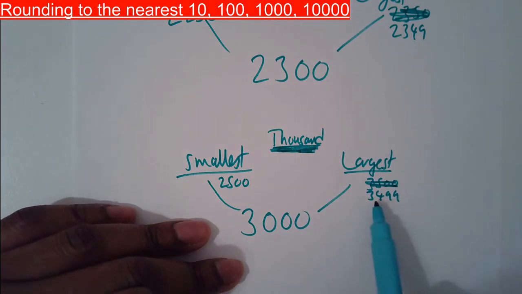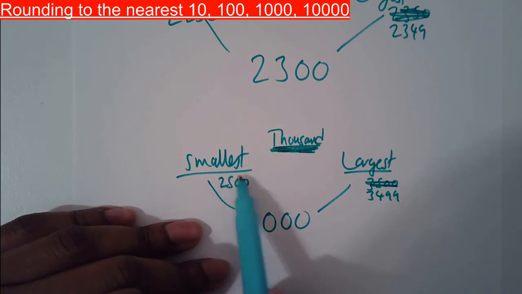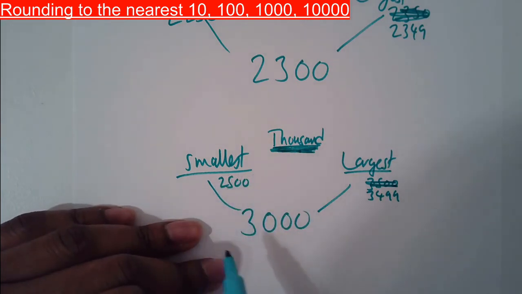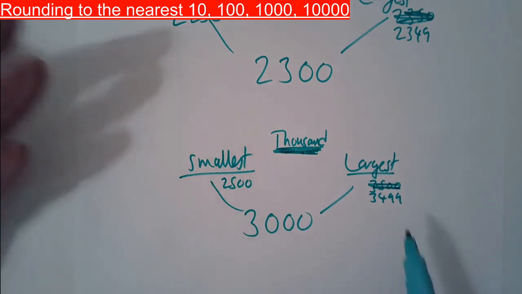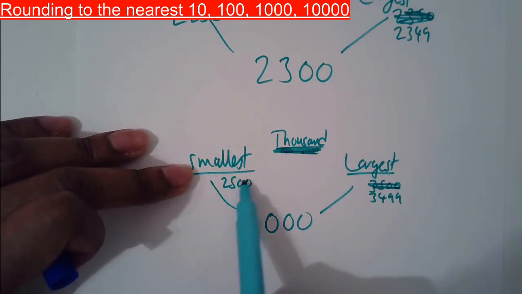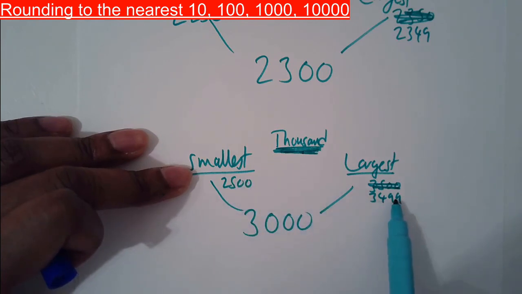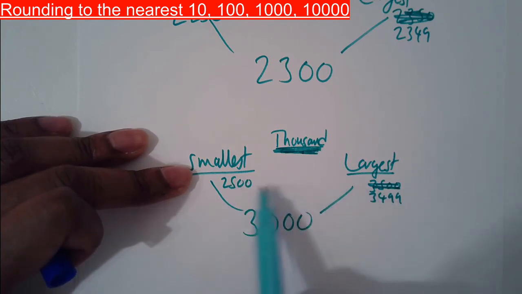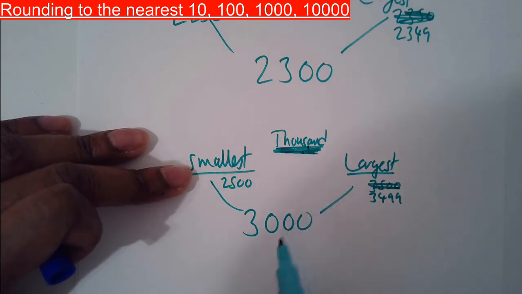So what I'm trying to say is, this is the largest possible number, which when rounded to the nearest 1,000 will give you 3,000. And that's the smallest possible number, which when rounded to the nearest 1,000 will give you 3,000. Okay, you can try it yourself and find out for yourself. And any numbers in between 2,500 and 3,499, when rounded to the nearest 1,000, will give you 3,000.